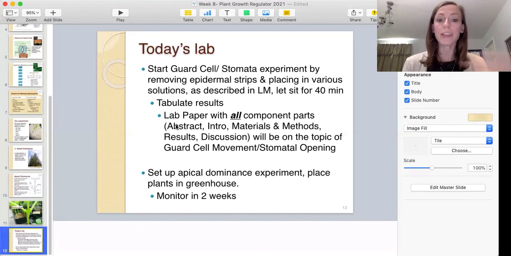Okay, that's the abstract. Then you're also going to write the introduction for this experiment, materials and methods for the stomata, results, which we'll compile, and a discussion. Okay, so this is going to be your final lab paper.